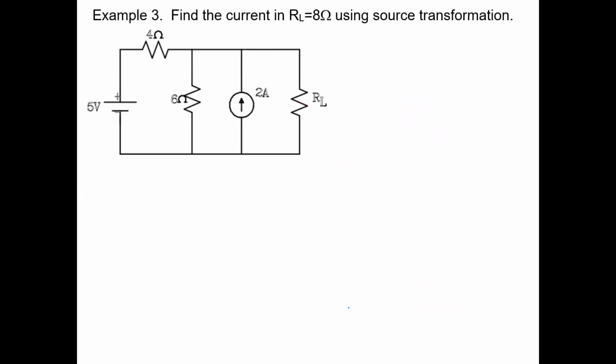Okay, so we're left here with example 3. Find the current in RL using source transformation. So again, we have a circuit here which has two sources. This is another symbol for a voltage source. This thing here, right? You see that? And that's a specific kind of voltage source. I think I talked about it. What kind of voltage source does that represent?